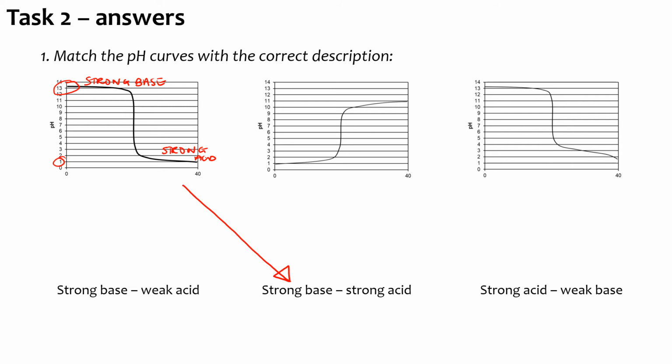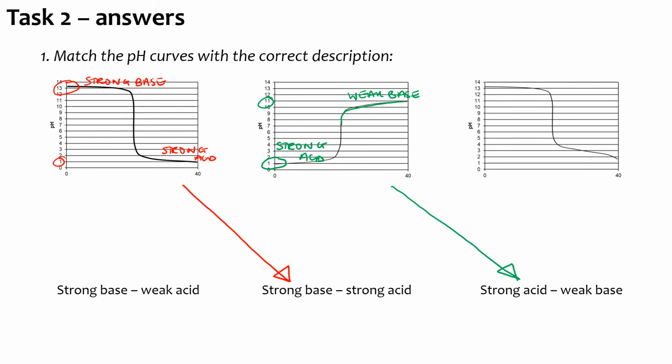The next graph, we are starting at pH of around 1, which means that we have a strong acid. And we're ending up at around pH 10 or 11, so that is a weak base. Now we can also see here that it's not quite so much of a sharp curve, it's a bit more gradual, that curve there. But that one being a strong acid, weak base means that it is that final answer just there.